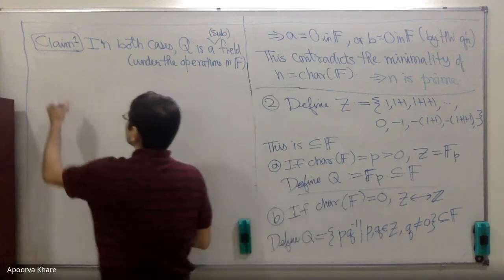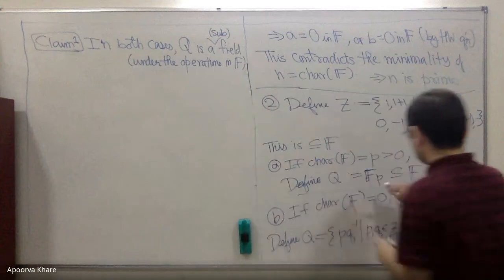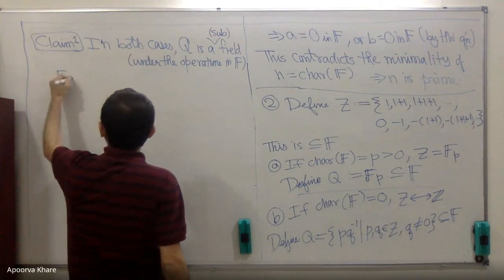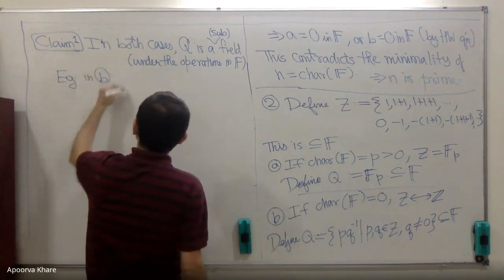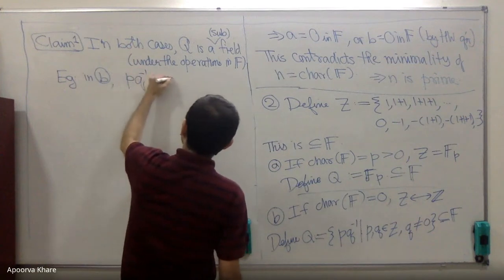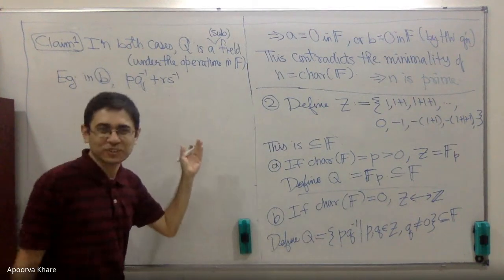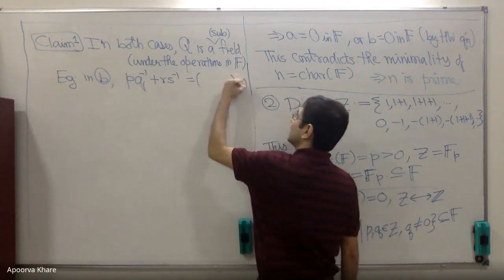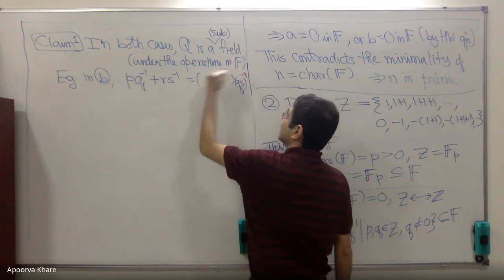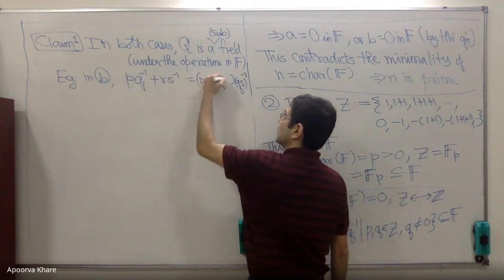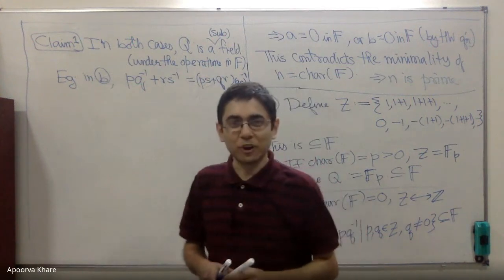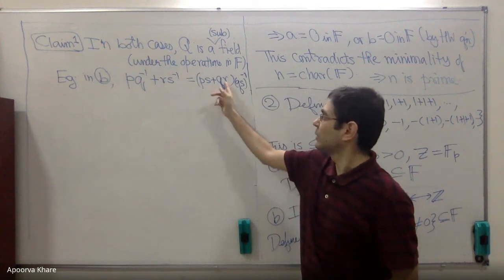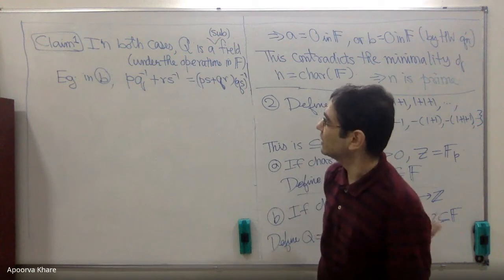So you can check this. Clearly, the claim is it's a subfield. So let me just say, for example, in case B, let's say I have PQ inverse plus RS inverse, and then we know exactly what to do. This is equal to this times QS inverse, and this is PS plus QR. This is again why I wrote down that formula earlier today. How do you write down P divided by Q plus R divided by S? You write PS plus QR over QS. So that's what we did.